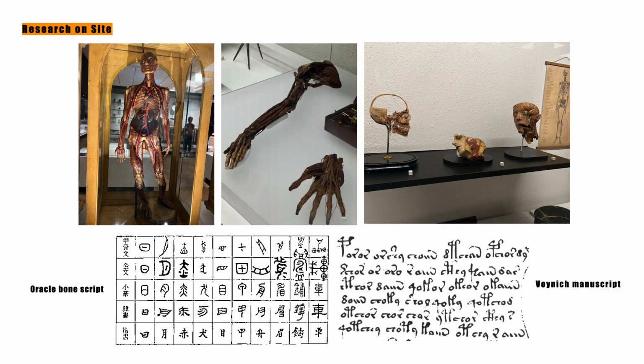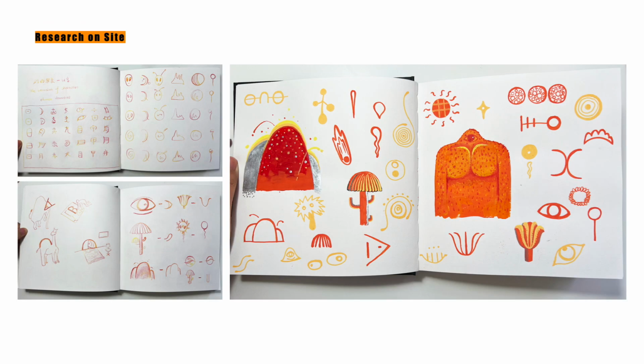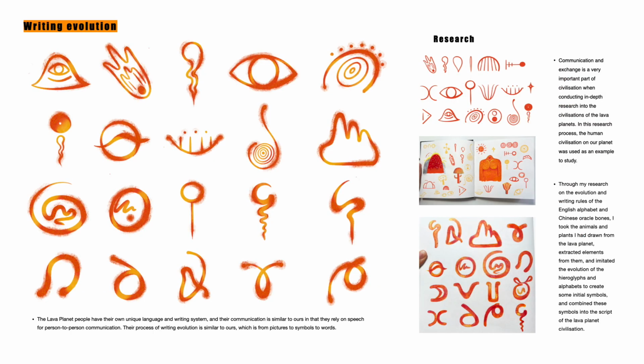For example, the law of the evolution of the characters in human civilization is applied to the characters in the lava planet civilization, and the elements are extracted from the animals and plants on the lava planet that I draw. And the evolution process of the pictograms and letters is imitated, and some symbols are initially created, and these symbols are combined into the characters of a lava planet civilization.